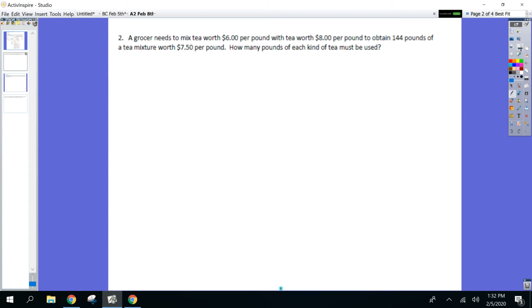Okay, I'm going to let X tell me about one type of tea I have to find. $6 tea, yep. So $6 tea. And I'll let Y equal, what's the other type of tea? $8 tea.